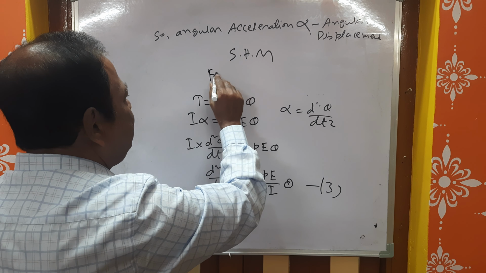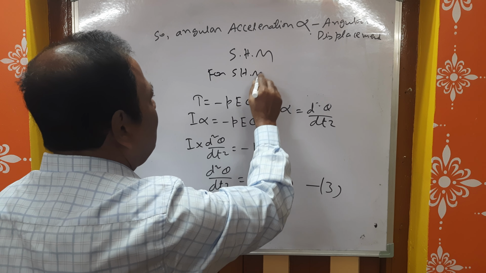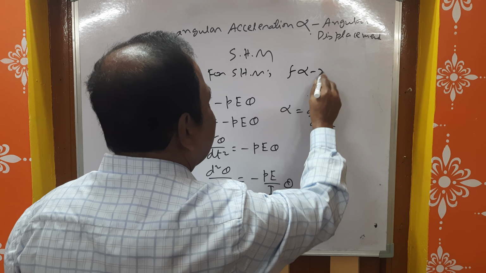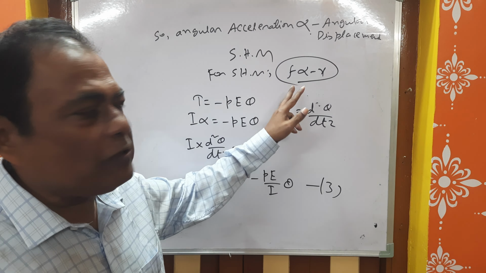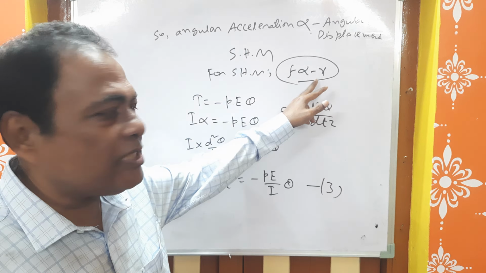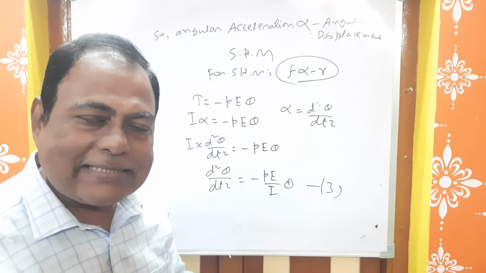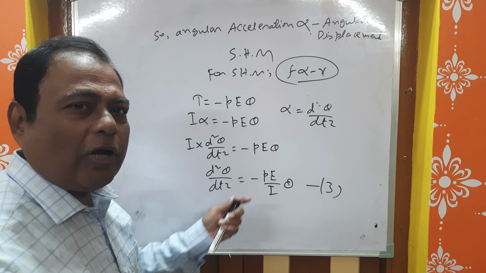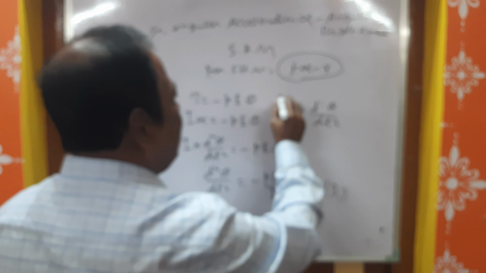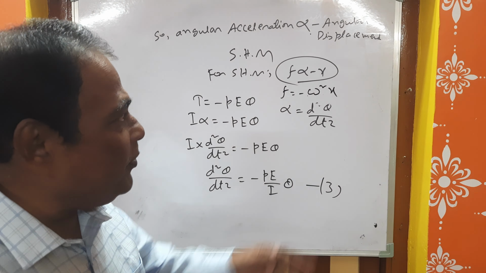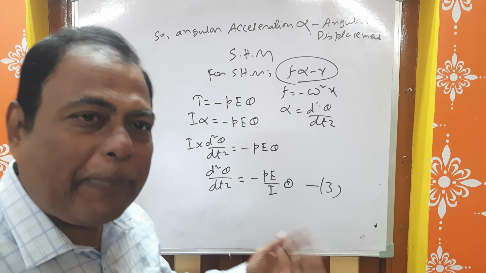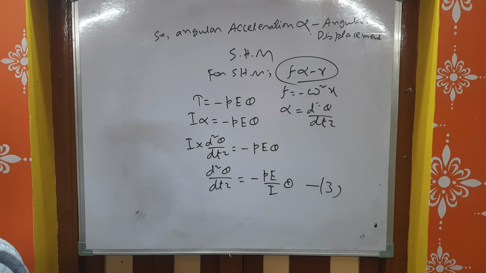So acceleration proportional to displacement with a negative sign means SHM. For SHM, we know F is proportional to minus x, that is, acceleration is proportional to displacement with a negative sign. Just recall it. So acceleration is equal to minus omega square x. So the coefficient of x is omega square.